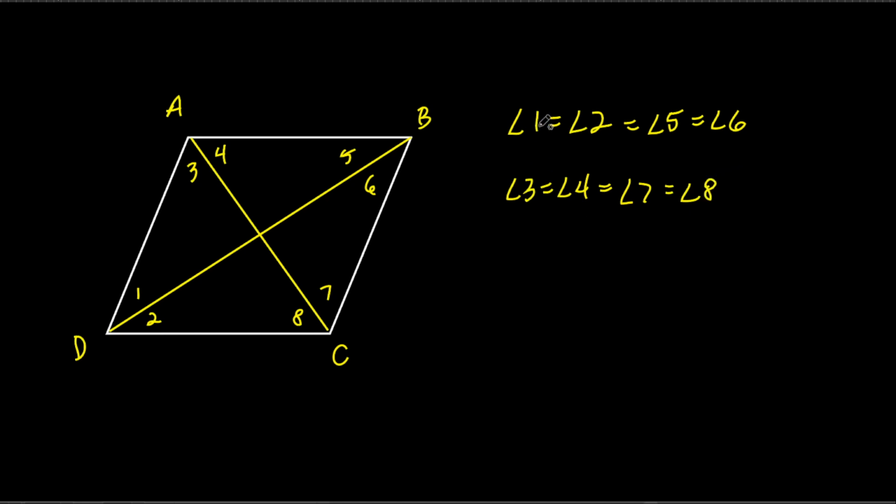Okay? Does that mean that all these up here are equal to all these down here? No. Because if this was 60, what would this angle be right here? It'd be 120. So then 3 and 4 would be 60, 7 and 8 would be 60. You with me? Yes, sir.